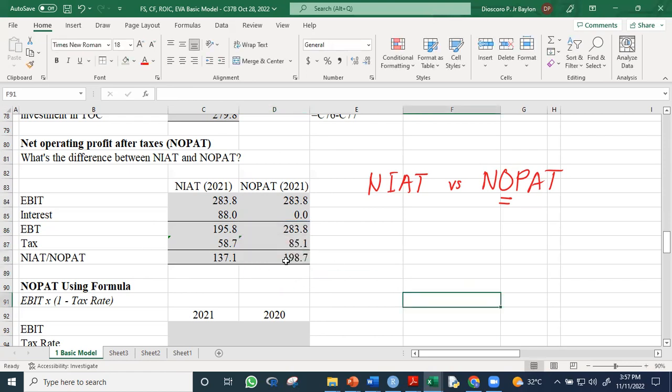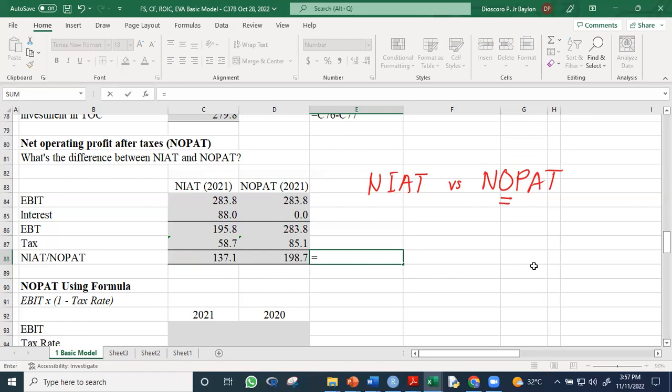Okay, so our NOPAT is 198.7. Our NIAT, our net income after tax, is 137.1. So it turns out, of course, that our NOPAT will be higher as compared to net income after tax. This will only be equal if there's no interest expense. If there's no interest expense, then your net income after tax and your net operating profit after tax will be the same. But this company has interest expense, they have a debt. So your NOPAT will be higher than your net income after tax.